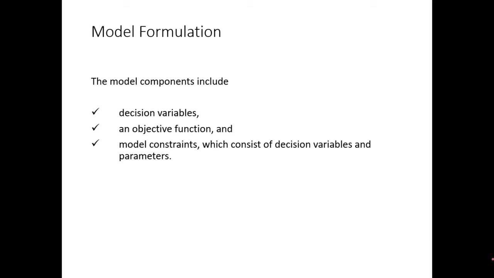Okay. So when we come to create the model for linear programming, as we have done already, we will get the following components. There will be decision variables, there is an objective function, and there are model constraints. So this is not to be explained any further. We have spent a lot of time on this. Okay, but I'll just check.